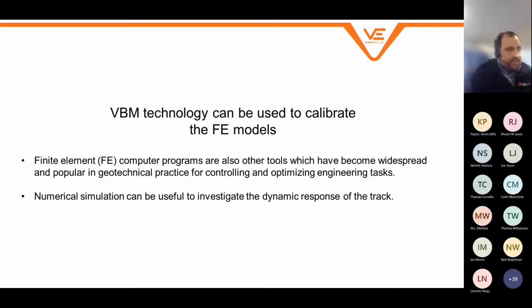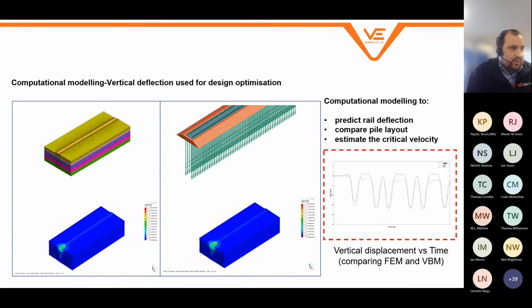And the real advantage with vision-based management is that it can be used to calibrate the FE models. So finite element computer programs are what we use with other tools. And we basically generate a numerical simulation of the track, and we can monitor its response as we actually impose loads on that. So you can see there are two different examples of how a non-piled and a piled trackbed would respond with displacement indicated there. And we can use our vision-based system to calibrate the model against real life.